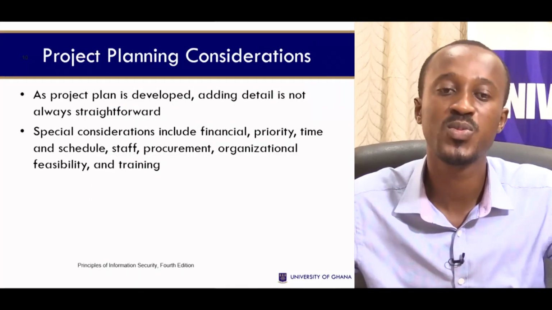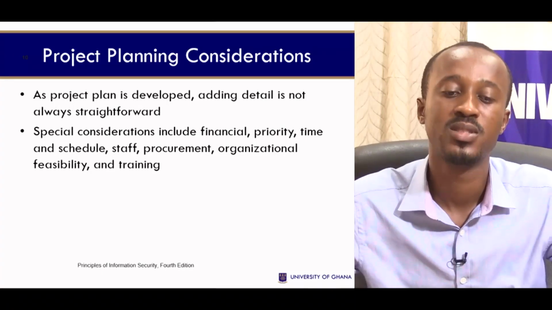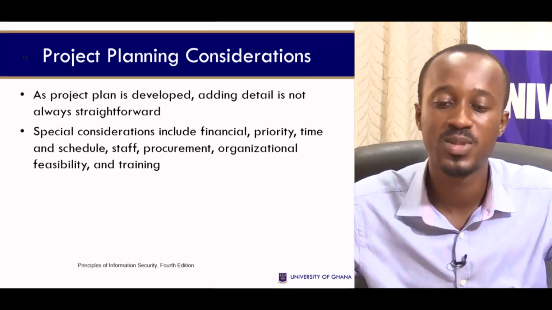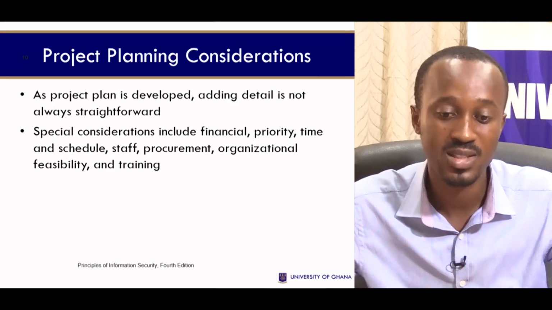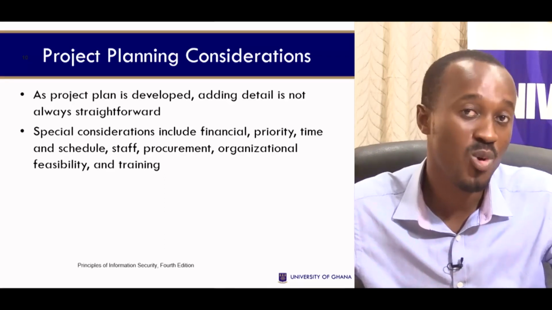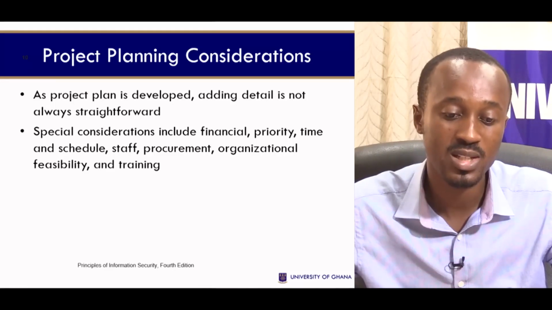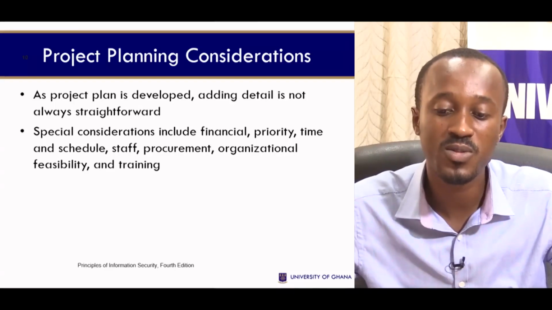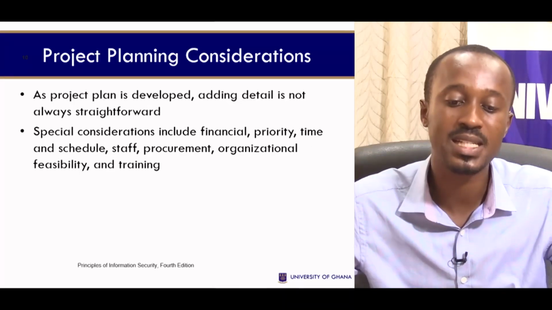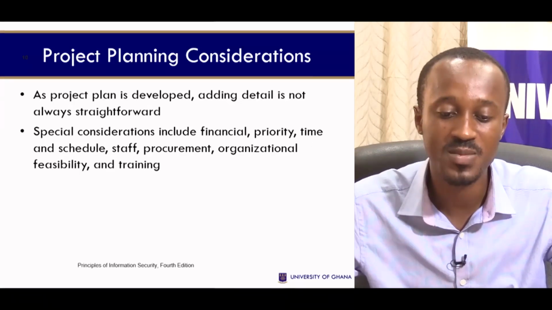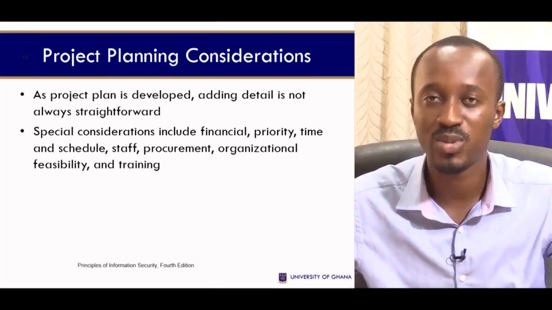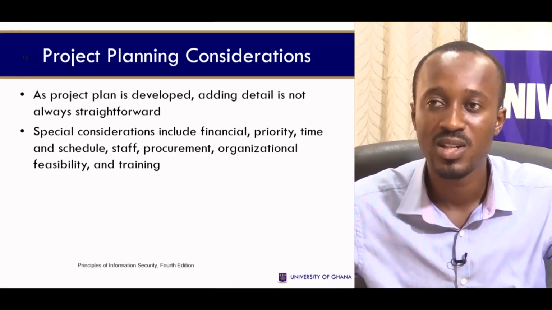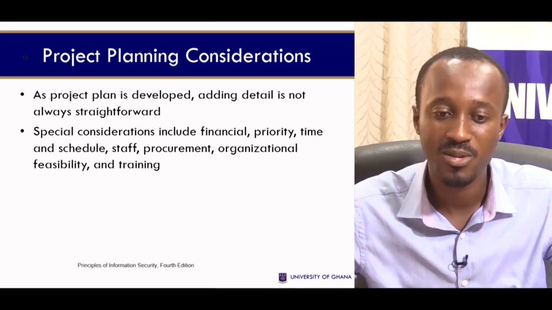Now, considerations that we need to make when planning the project. As the plan is developed, adding detail is not always straightforward. So we need to have in mind that certain detail additions will not always be straightforward. We also want to consider certain special considerations, which include financial, priority, time and schedule, staff, procurement, organizational, feasibility, and training. All of these are things that we might want to have in mind, just like on every other project. Some of these things are not totally fixed. They would vary and be altered when the need arises while the project is ongoing.